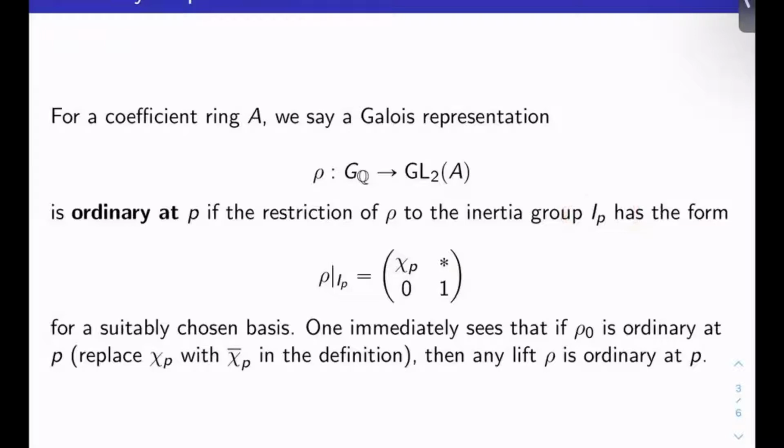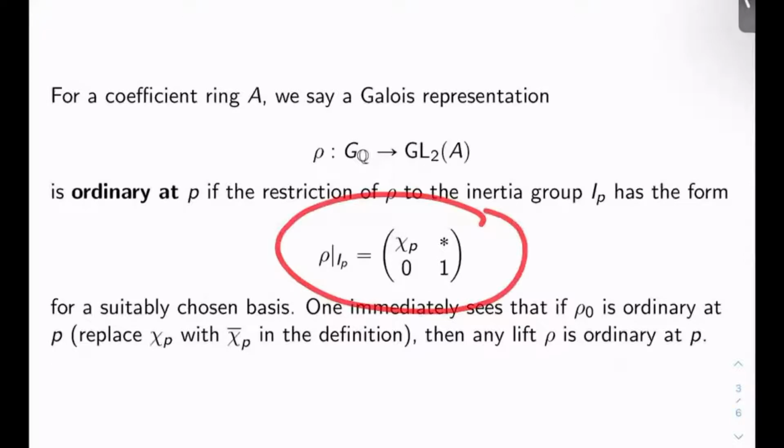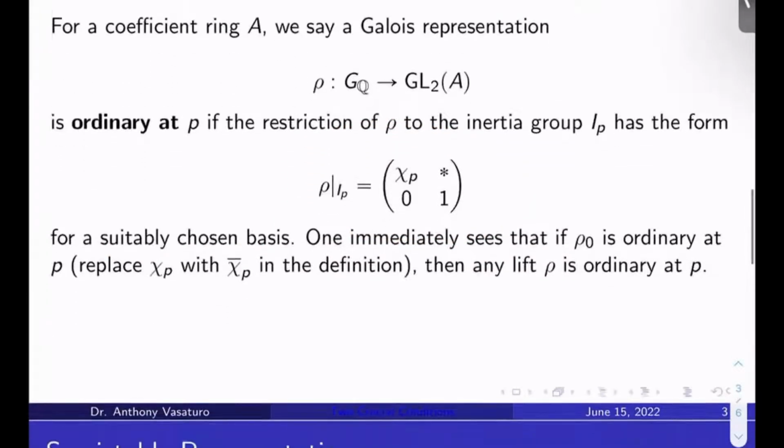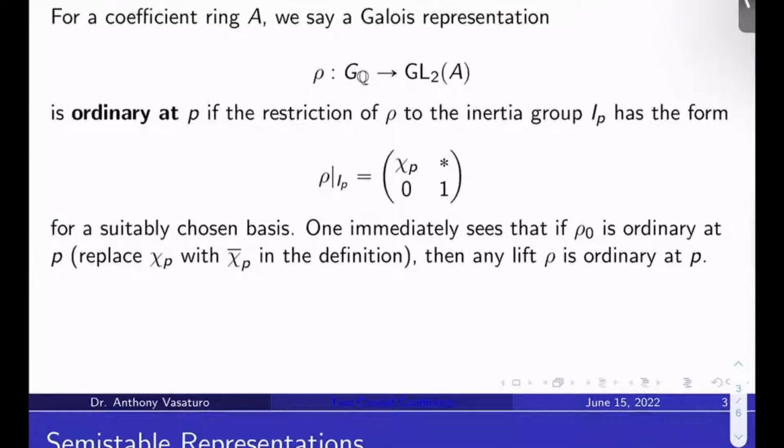So this is a condition that only depends on the image of inertia at P. And of course, if the representation is residual, like let's say A is my finite field K here, I'll just replace chi P here by chi P bar. And I want this to be true, of course, for a suitably chosen basis. It's easy to see that if rho naught, for example, is ordinary at P, again, that means replace chi P by chi P bar in the definition, then any lift rho of rho naught is also ordinary at P. So, as expected.